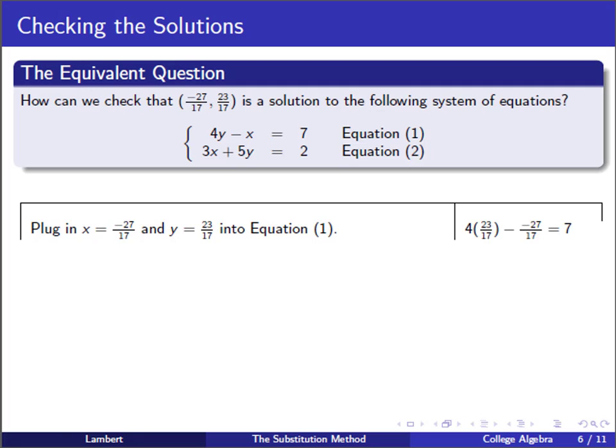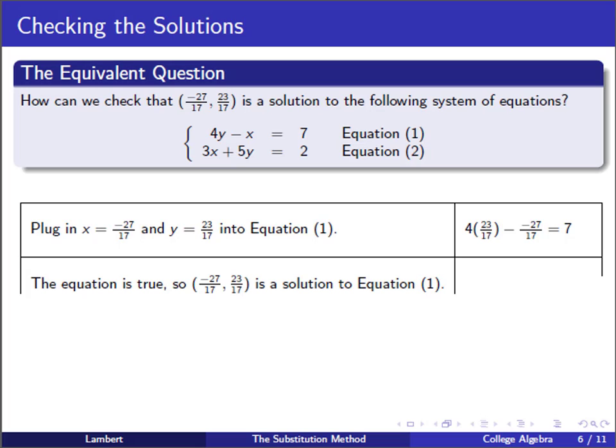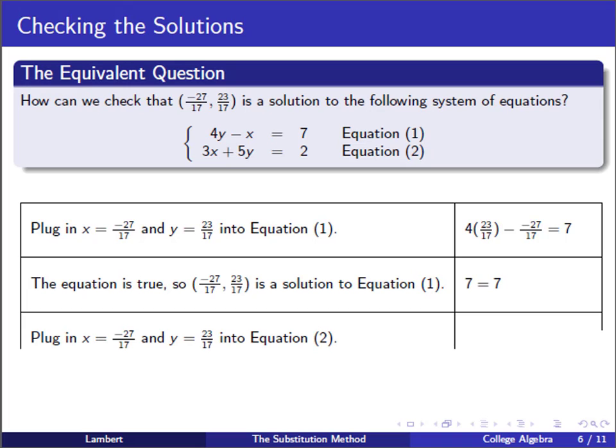Well, we get 4 times the quantity 23 over 17 minus that negative 27 over 17, since that's the x value, equals 7. And if you multiply and do that little bit of division there, you simplify, all of a sudden we'll realize we get 7 equals 7, meaning this is true for equation 1. So it satisfies that first equation. We can also do the same thing for the second equation, just plugging in.